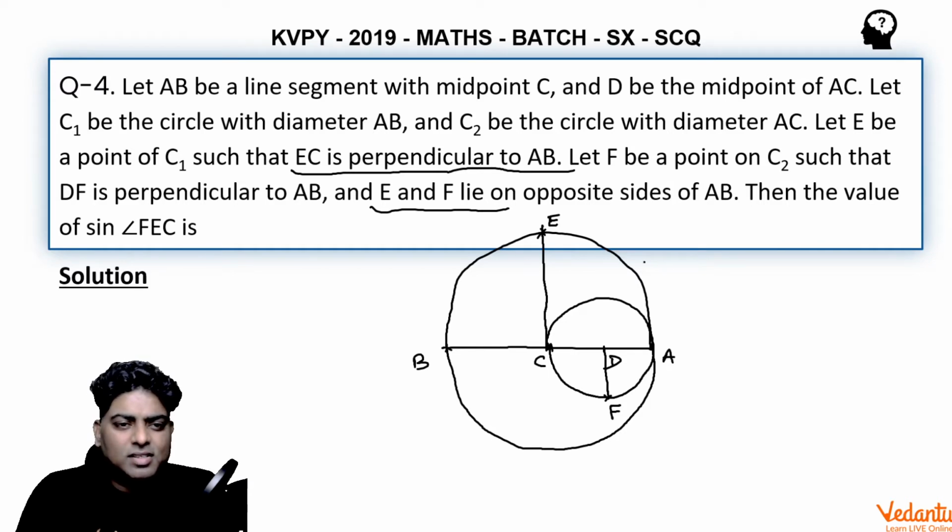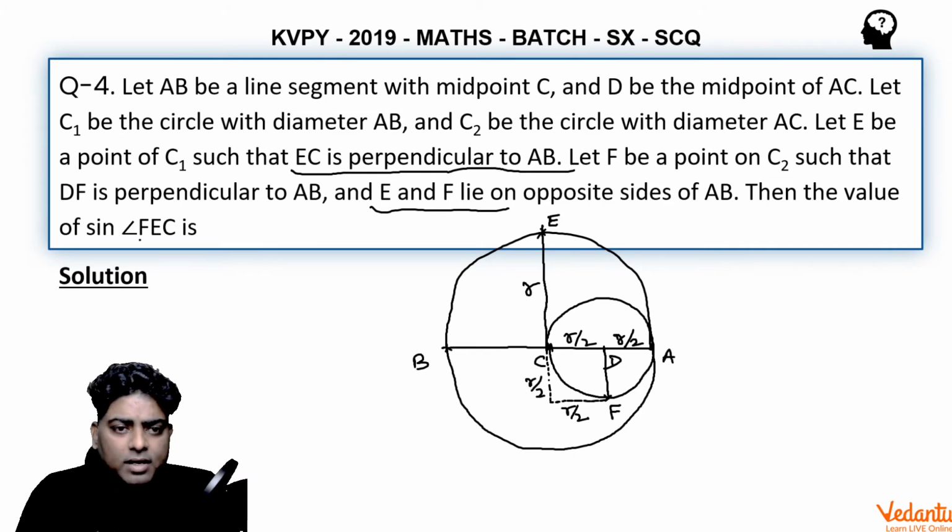And we need the value of angle FEC. The question is not tough. In fact, if I extend it a little bit, you see this horizontal line. So obviously the radius of the bigger circle is suppose R. So the smaller circle will have radius R by 2, isn't it? So this is R by 2, this is R by 2, the bigger circle is R.